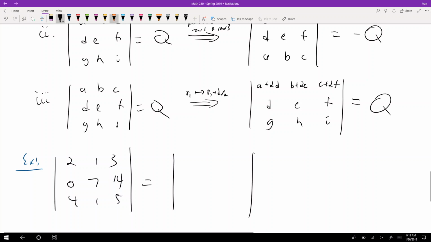All right, so what we want to do then is row reduce this into an upper triangular matrix like we usually do. So we want to zero out these guys in the first column. So 2, 1, 3, 0, 7, 14. And then I'm going to do row 3 replaced with row 3 minus 2 times row 1. And so that would be 0, 1 minus 2 is negative 1, 5 minus 6 is negative 1. All right. And do I need anything out here to adjust for the row operation I just did? No.